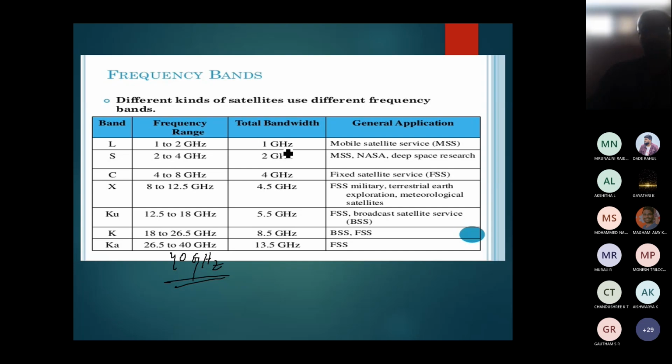Okay, so you see each band has its own bandwidth. If you sum up all the bandwidths, you will get approximately 40 gigahertz. That is the total bandwidth in which the satellite communication is taking place. And the services the satellite communication provides over the different frequency bands have been listed over here.